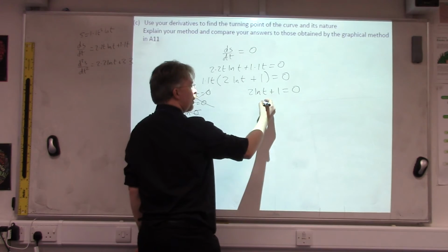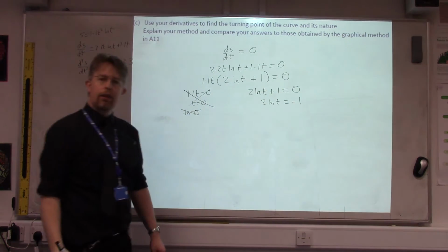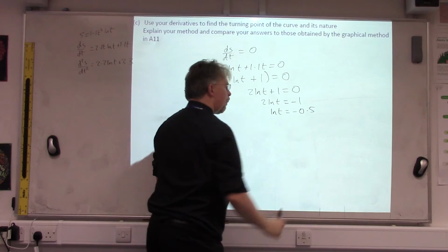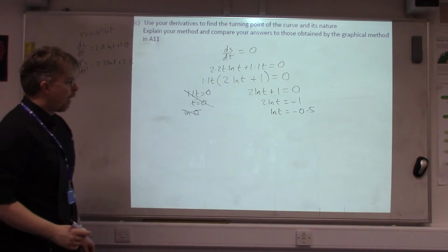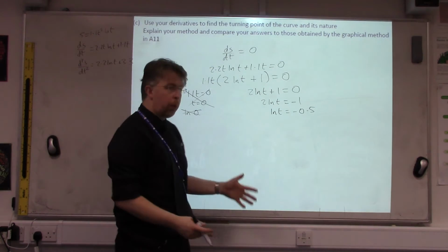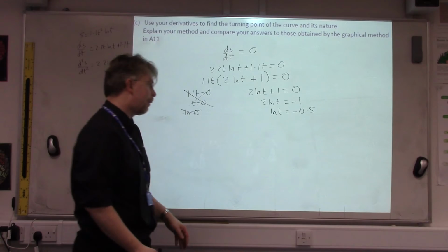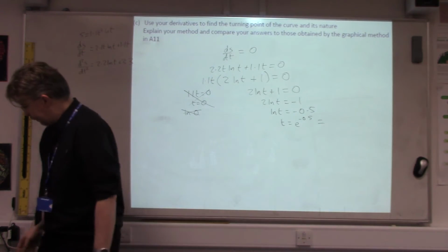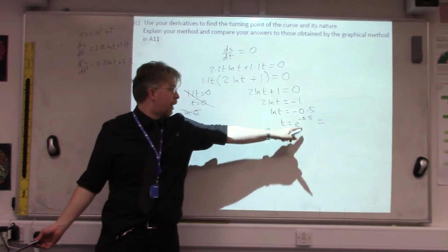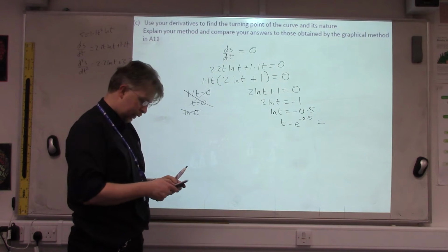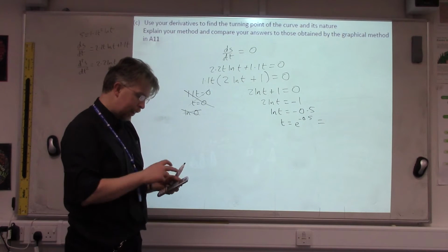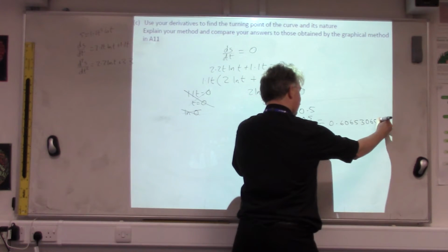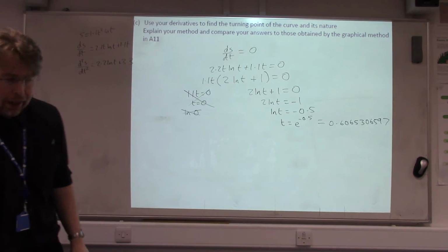So rearrange, minus 1 from both sides, 2 ln t equals minus 1. Divide by 2. Minus 1 divided by 2 is minus 0.5. And basically we need to find t. To undo ln, the inverse of ln is e to the power. So t would equal e to the minus 0.5. Now basically, if you've got ln t equals any number, t will be e to the power of that number. So you will need to be able to do that. So e to the minus 0.5 is equal to 0.60653066. I'm just having it long for finding the s.